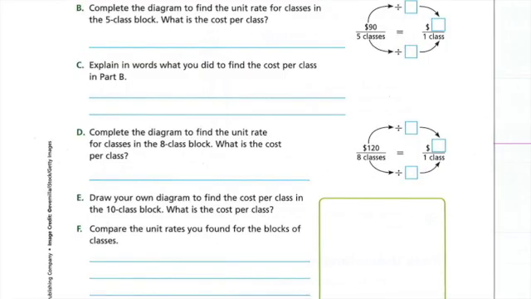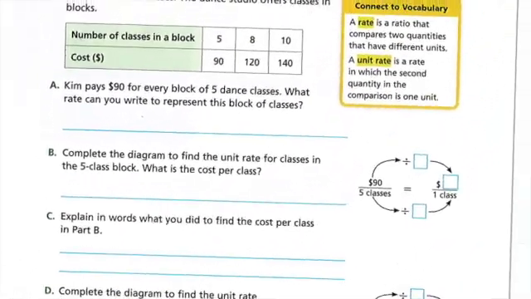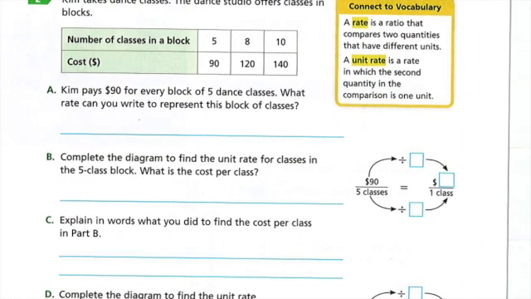Kim takes dance classes. The dance studio offers classes in blocks. All right, so you can see 5 classes are $90, 8 classes $120, and 10 classes $140. Kim pays $90 for every block of 5 classes. What is a rate you can write to represent this block of classes?